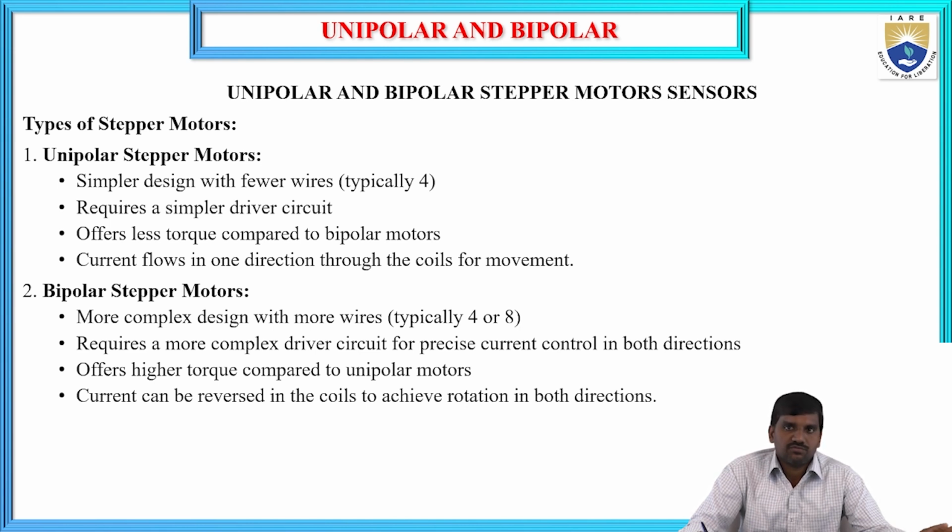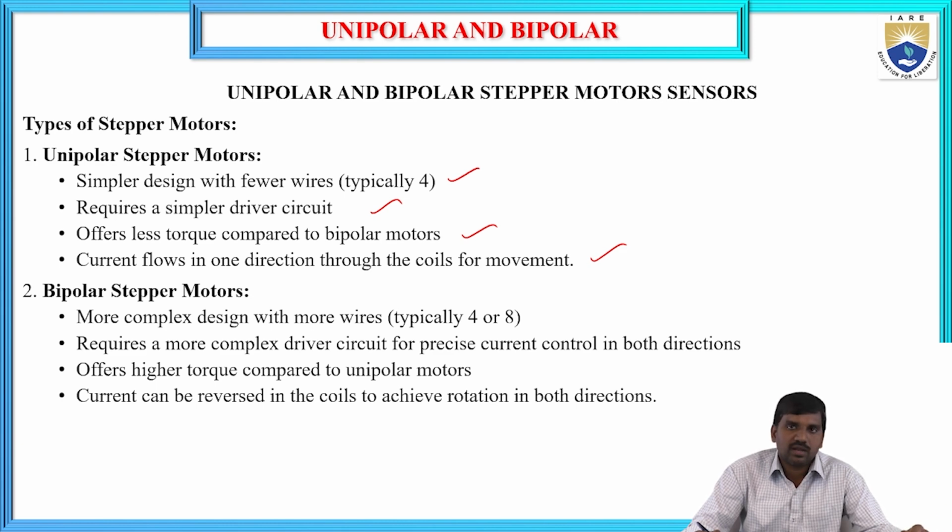So what is the main difference? What are the specifications of unipolar and bipolar stepper motors? The unipolar stepper motor typically has a simple design with fewer wires. It requires only a few wires and a simpler driver circuit, offers less torque compared to bipolar motors, and current flows in one direction through the coils for movement. So these are the four points regarding the unipolar stepper motor.